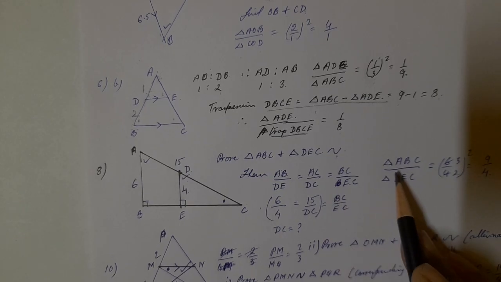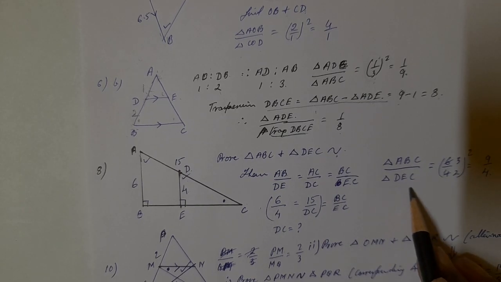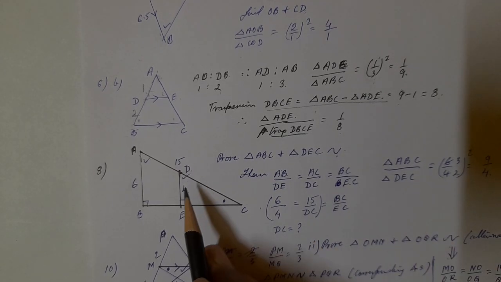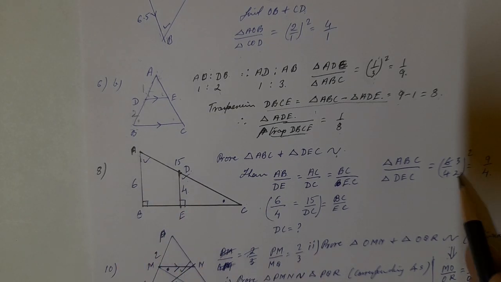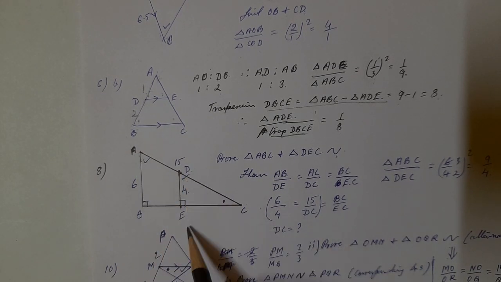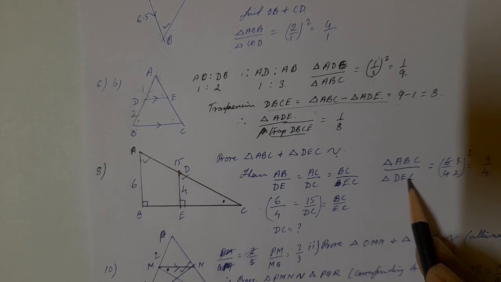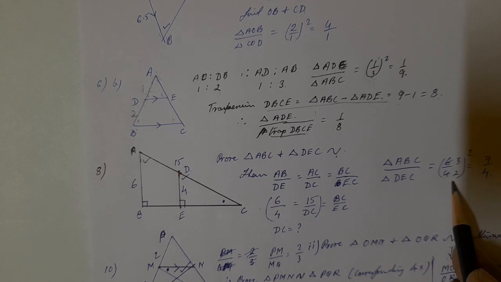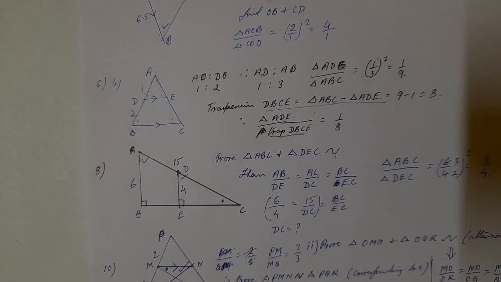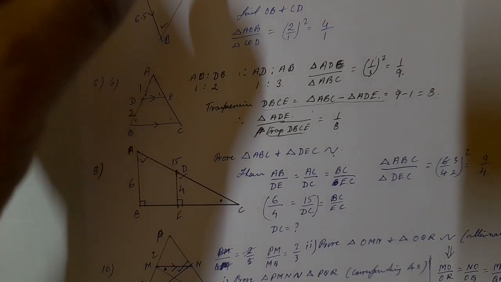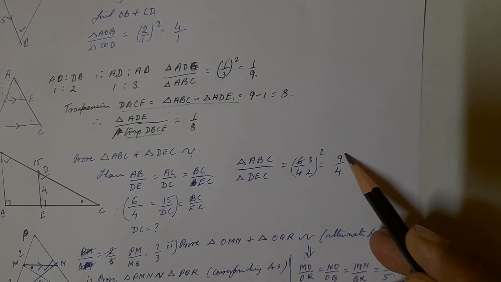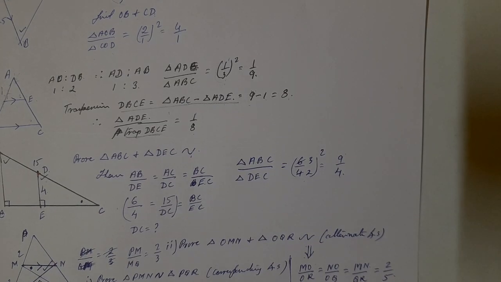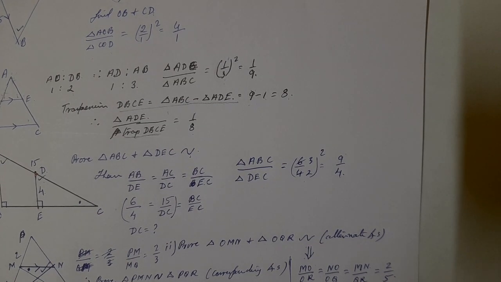Once you get the triangles in order, write the ratios. Then triangle ABC by triangle DEC. You get one ratio over there as DE by AB, or AB by DE, which is 6 by 4, cancel it, 3 by 2, and then square it. You get 9 by 4.